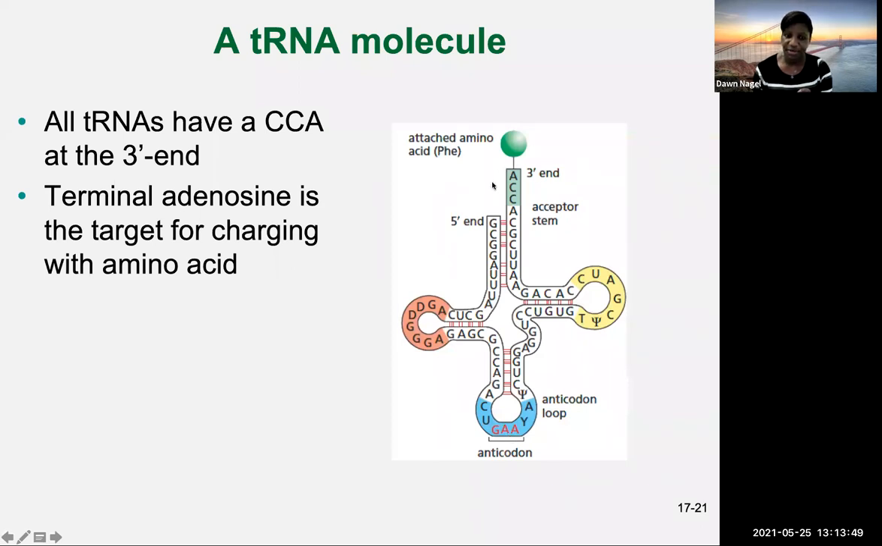Also at the 3' end of that tRNA, I told you that the CCA gets added to this adenosine that's present right here. So it's added right there. And as you say, the terminal adenosine is a target for charging that amino acid. So sorry, this adenosine here is the place for charging that amino acid. So that amino acid comes in, binds to this adenine that's present right here.